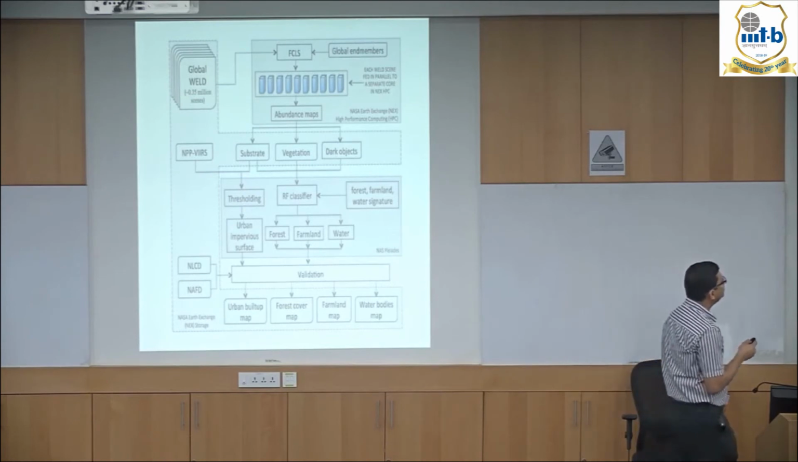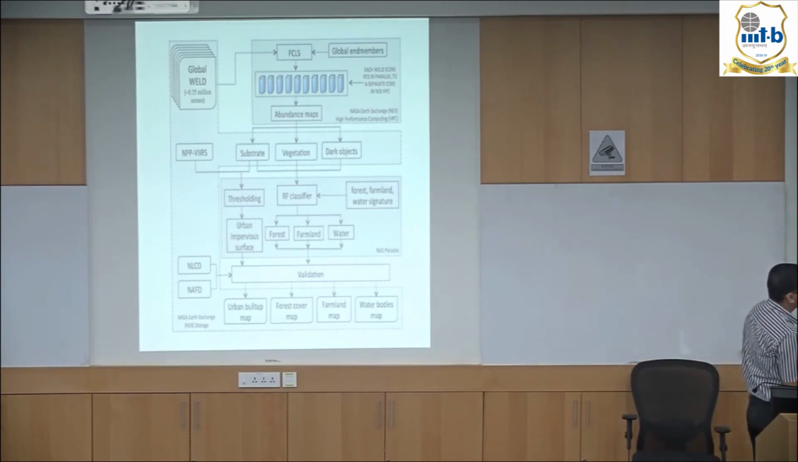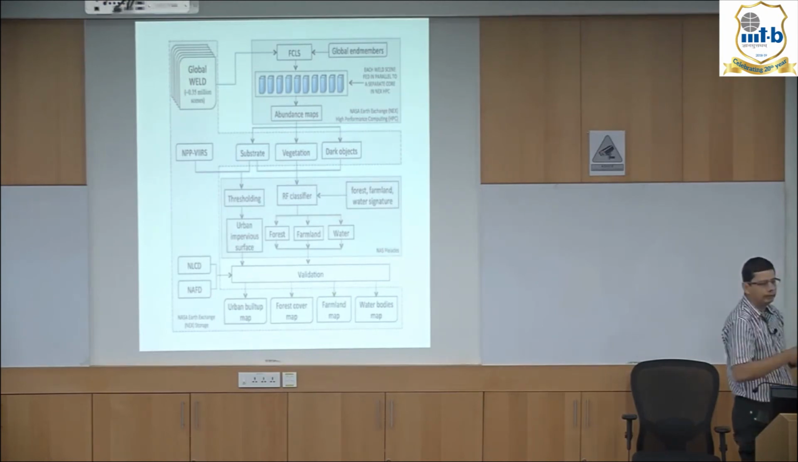So what we did is we used this data set, used a global endmember developed by Professor Christopher Small, used a high performance computing architecture, and got the abundance maps of substrate, vegetation, and dark objects. Then we used all three along with some signatures from forest, farmland and water, and used a random forest classifier to get these three classes.